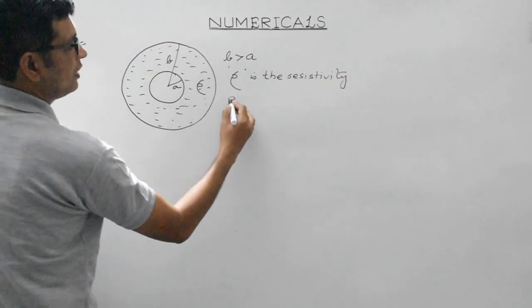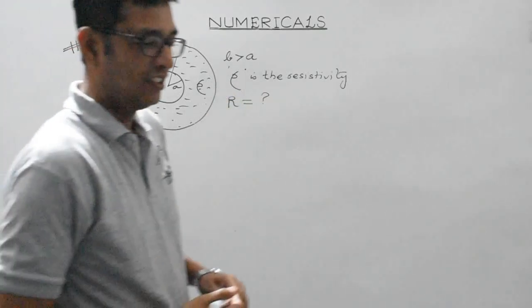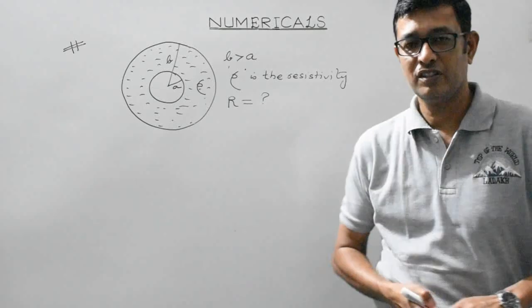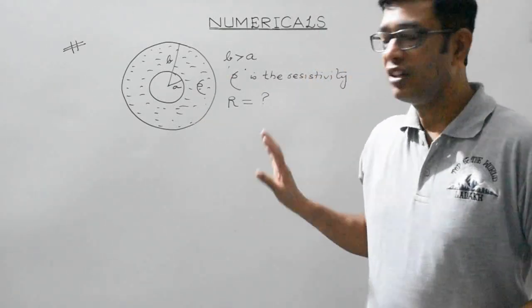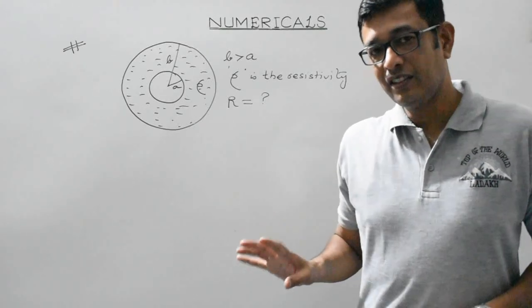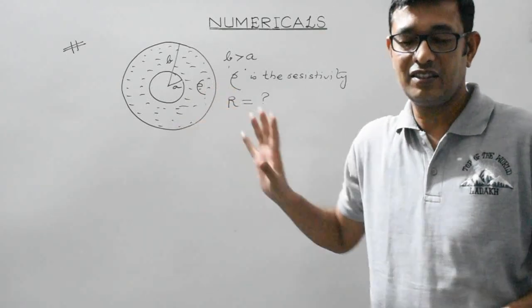So we are supposed to find out the resistance of such a conductor. So students, I repeat the question. This is a very good question, a very interesting one. The question is, a conductor is in the form of two concentric spherical shells.